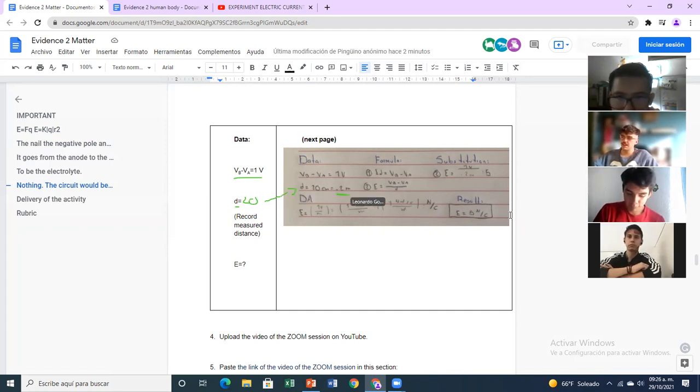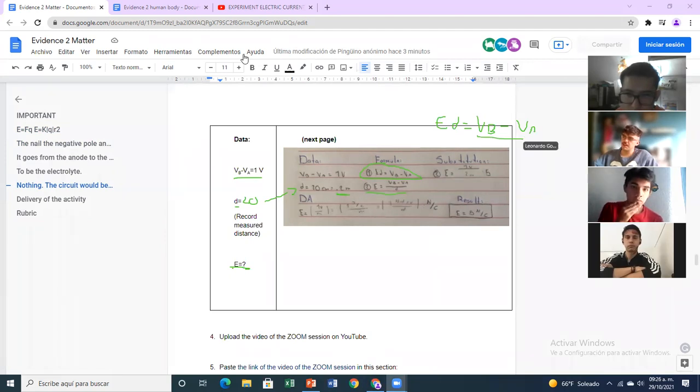Then we have to find the electric field. We have this formula that wasn't given in the course: the electric field times the distance equals the electric potential V_B minus the electric potential V_A. Solving for E, it is divided by the distance d. Substituting, it's 1 divided by 0.2, which is the same as 5.